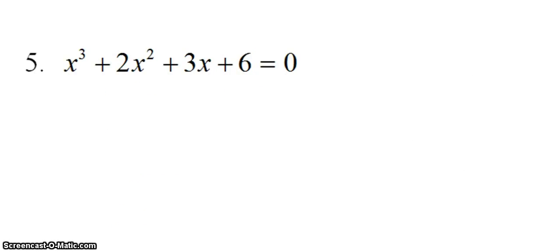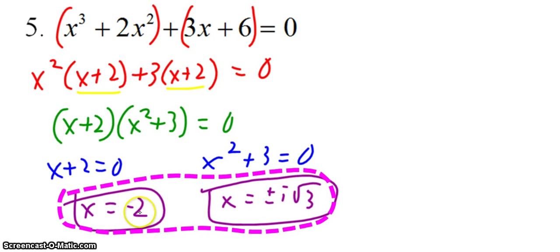Next one. This one you should be able to solve on your own, so I'm going to let you try to do this. If you're confused on what to do, factor by grouping. So pause the video and try this on your own. Unpause when you're ready to check your work. Okay, so here we should end up with x equals negative 2 and x equals plus or minus i root 3. How do we do that?